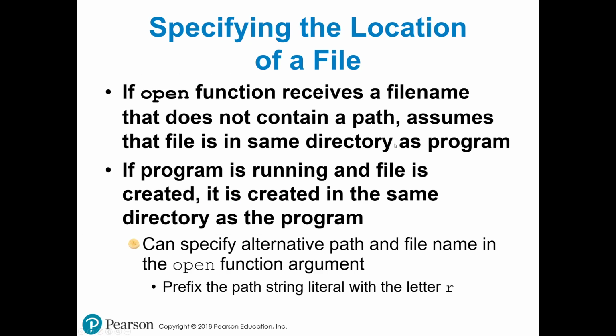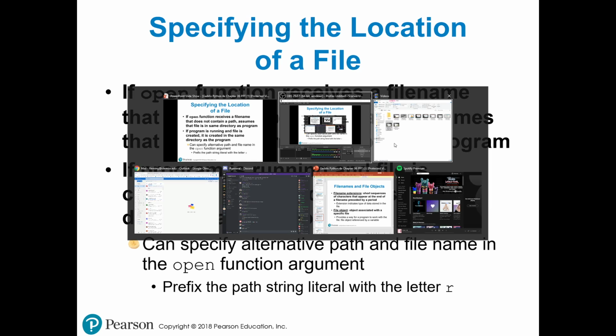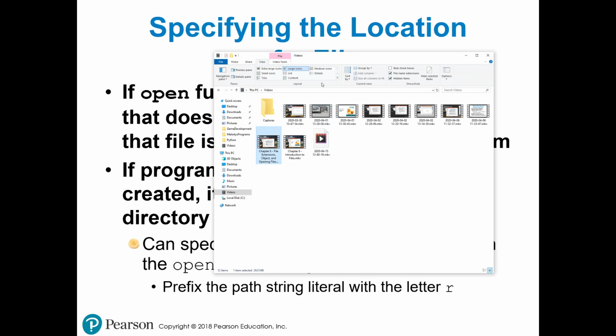All right, guys. So today we're gonna finish. We're gonna talk a little bit more about files. We were talking about the open function last time, so we're gonna get a little more specific with this. If the open function receives a file name that does not contain a path, a path is the full specified location of a file.